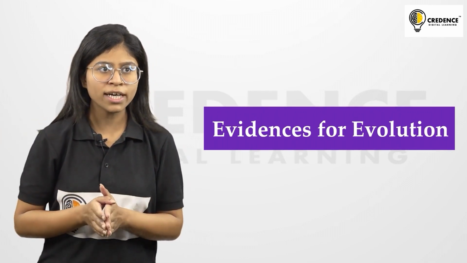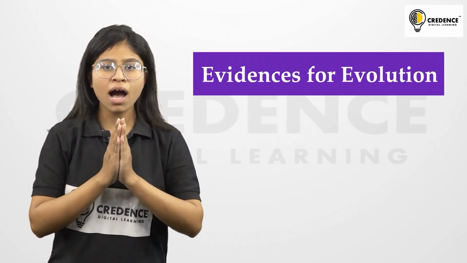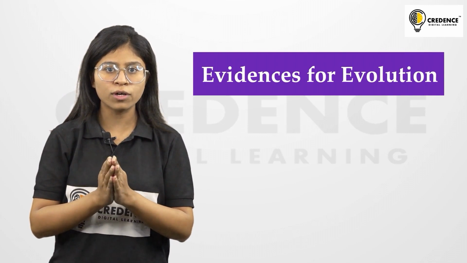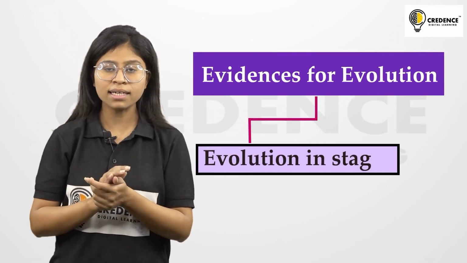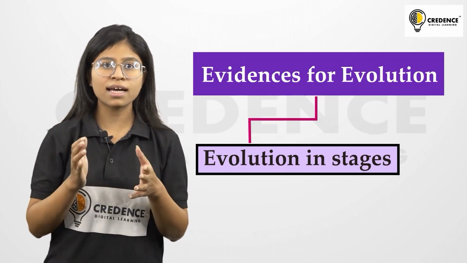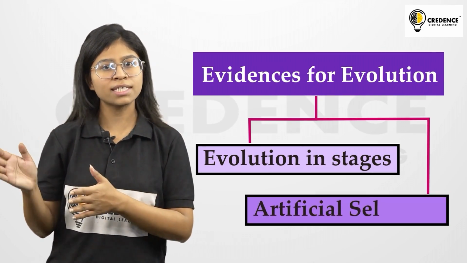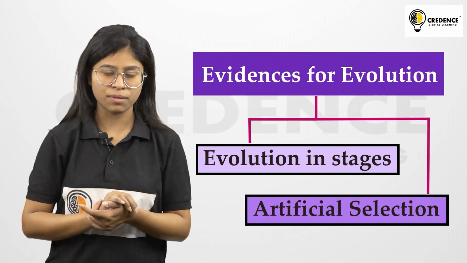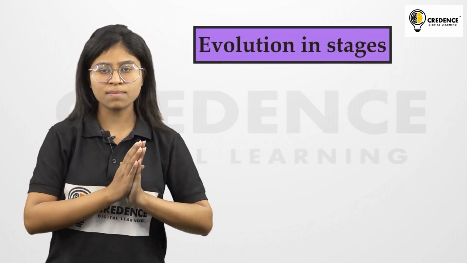So now in this video we are going to discuss and understand how these species have evolved through the evolution process in stages, and how the different varieties of cabbages that we see are actually a result of evolution, but from artificial selection and not natural selection. So let us first understand what evolution in stages means.